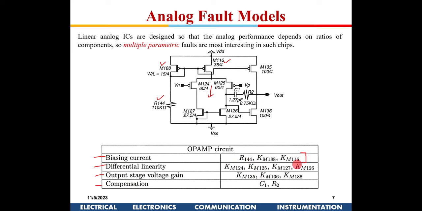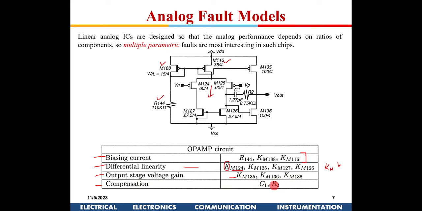So you have to map like that. For differential linearity, it is Kn, actually what we studied in our VLSI circuits: Kn, mu, C_ox by W by L. So the K of this is K, and M1, M2, M4 is the transistor name. So K of all these transistors will define the differential linearity. Output voltage gain depends on the K.